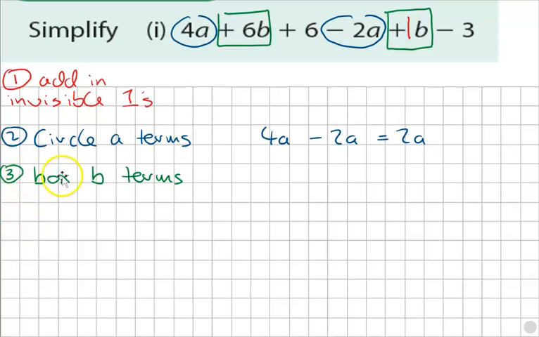Step 3, we're going to box the b terms. So I'm going to put a box around plus 6b, and I'm going to put a box around plus 1b because they are like terms and they can be added or subtracted together. And then we work it out. 6b plus 1b equals 7b.